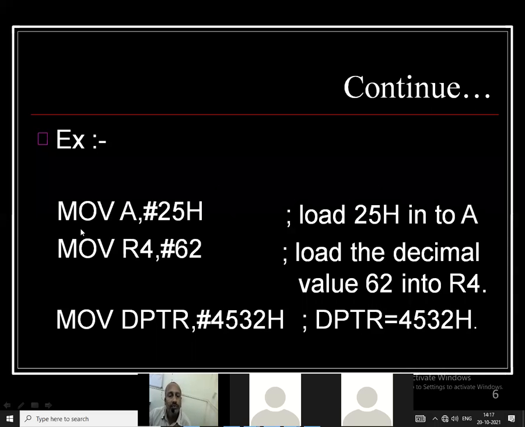So this is what the first example, move A, #25h. तर ह्याचा अर्थ काय की 25 हा डेटा आहे इंटिजर, तो अक्युमुलेटर मध्ये ट्रान्सफर करा. तसंच दुसरं एक्झाम्पल बघा, मूव R4, #62. ह्याचा अर्थ काय, लोड द डेसिमल व्हॅल्यू 62. आता डेसिमल व्हॅल्यू आणि पहिल्या आणि ह्या एक्झाम्पल मध्ये काय फरक आहे? गिव्ह अ लिटिल कॉन्सन्ट्रेशन हिअर.